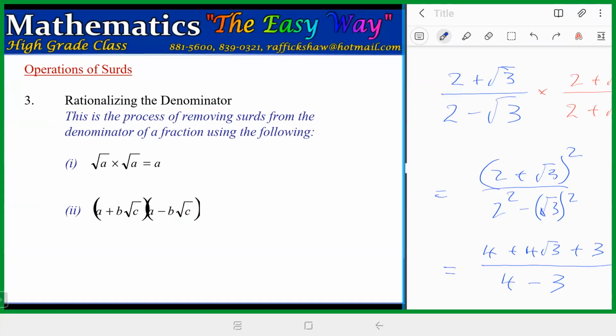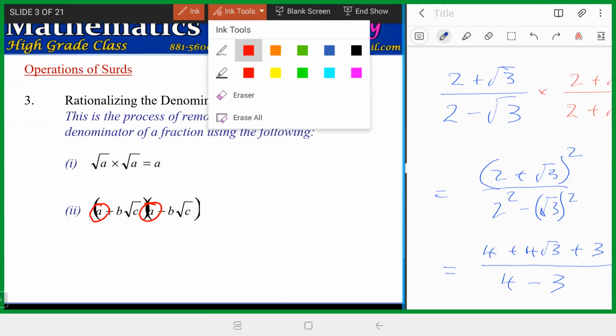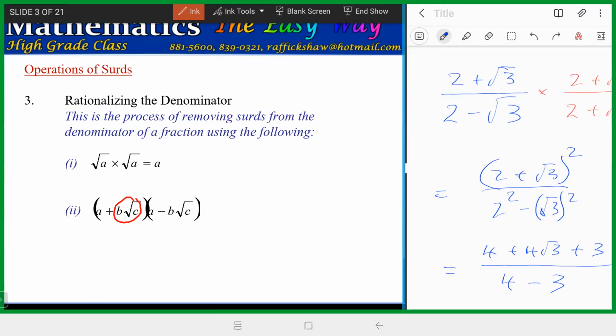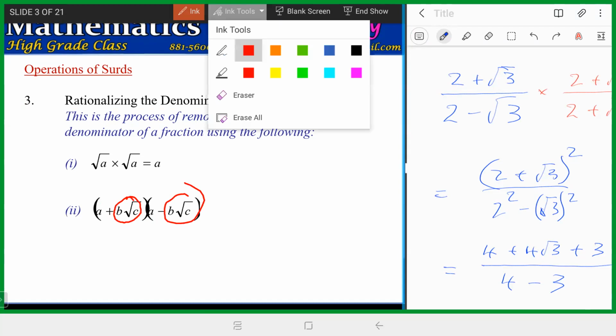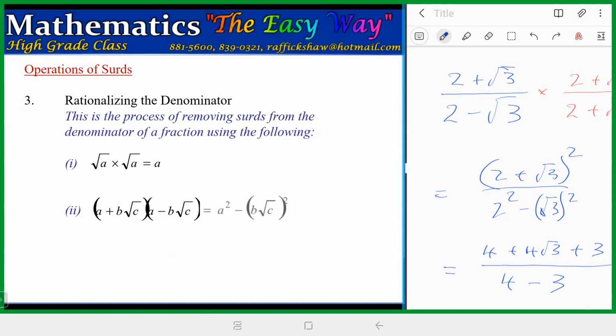You see these are conjugates. The only difference between them is that this is an A, that's an A; this is B root C, and this is B root C. The difference between them is that this is a plus and that's a minus, so they give the difference of 2 squares. You end up getting that, which reduces to that. That becomes rational. So that's the method that we're going to be using.